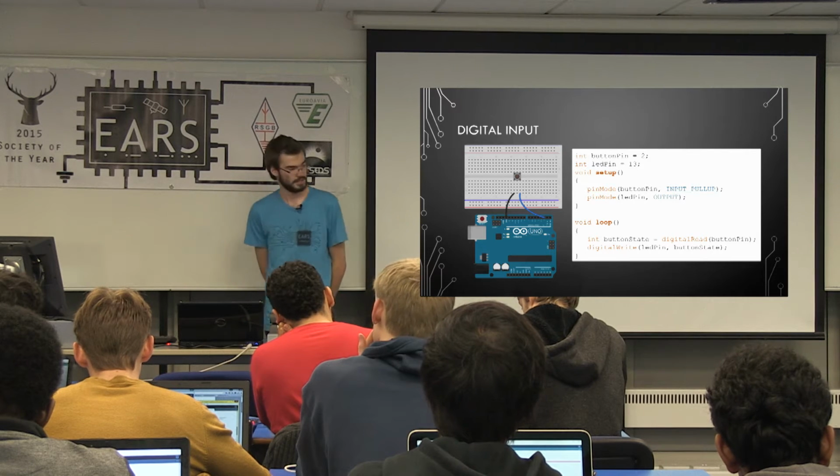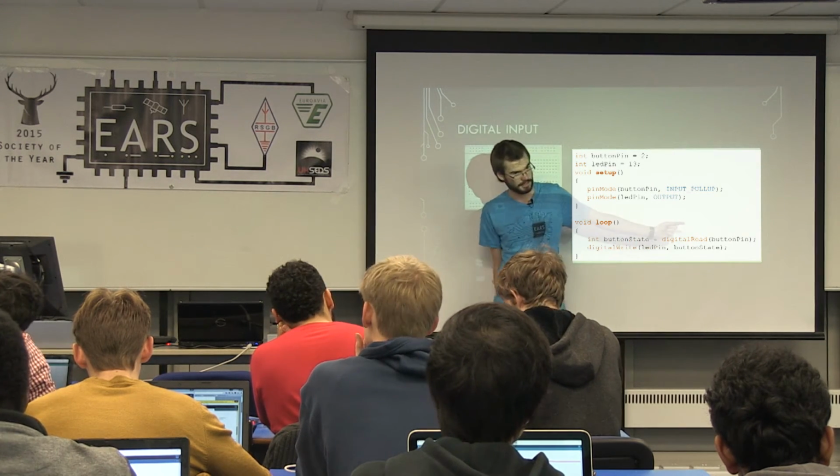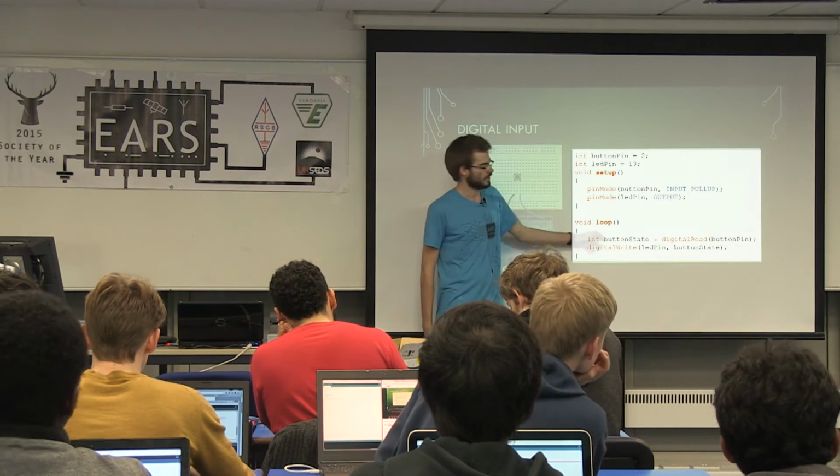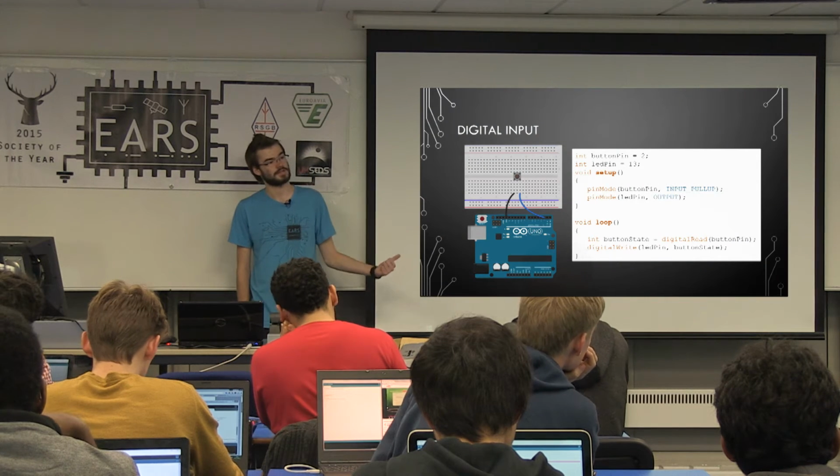So to read this, simply put, you just use the function digital read with whatever pin you're using. And then you can store that into an integer or a Boolean, any of the data types basically, because it comes out with a 1 if it's high, a 0 if it's low.